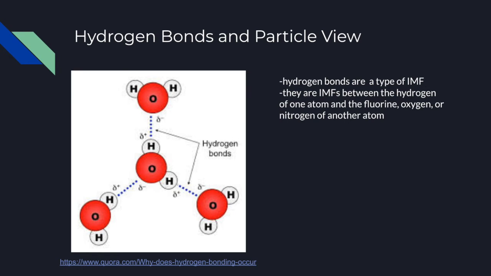In water's case, it can form two hydrogen bonds because it has two hydrogens, but hydrofluoric acid can only form one hydrogen bond. It makes sense that water has a higher boiling point than hydrofluoric acid because of the intermolecular forces.